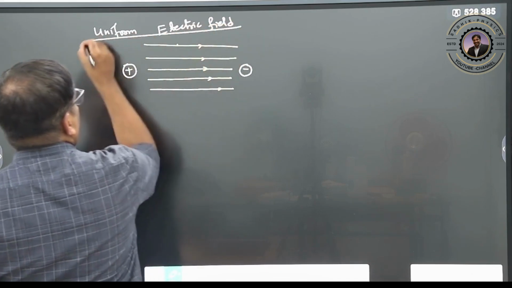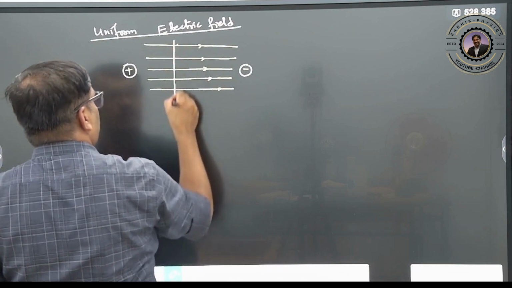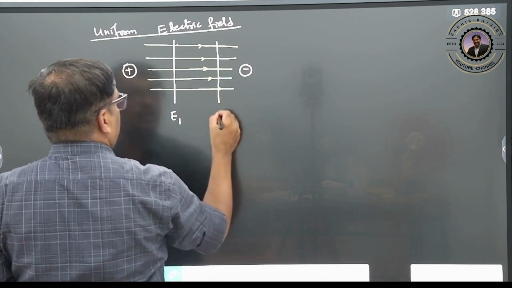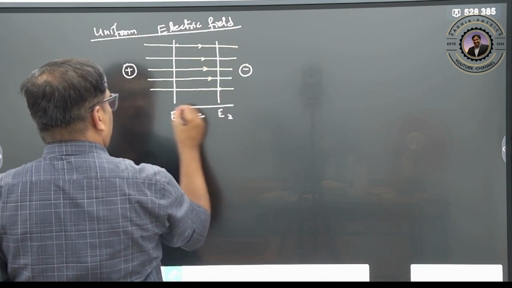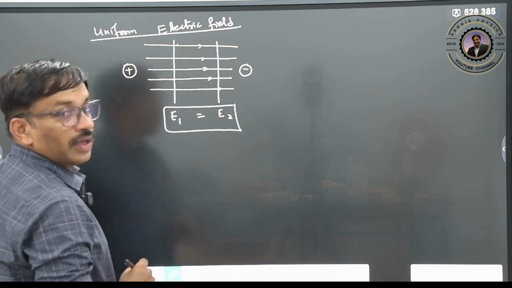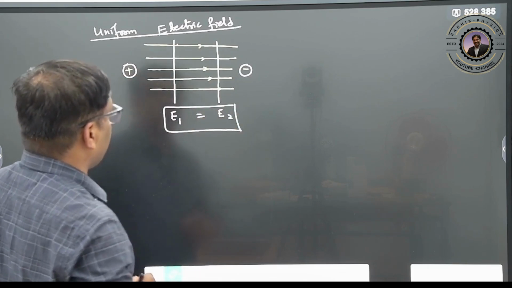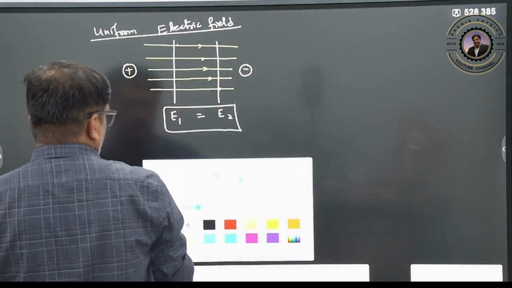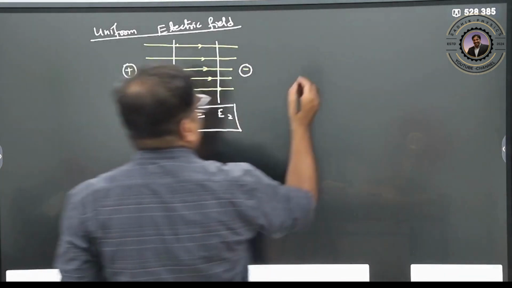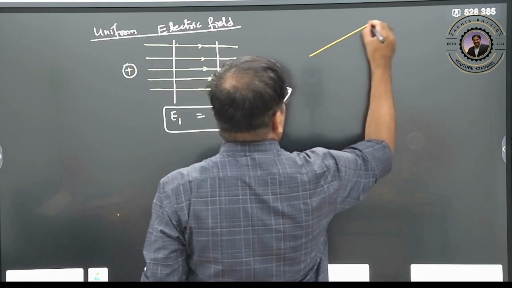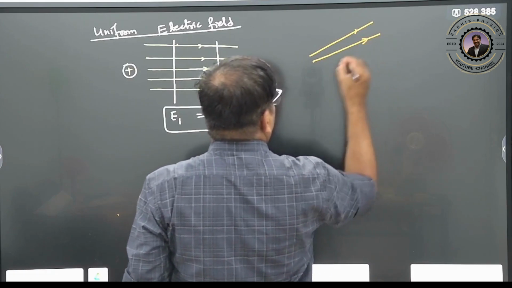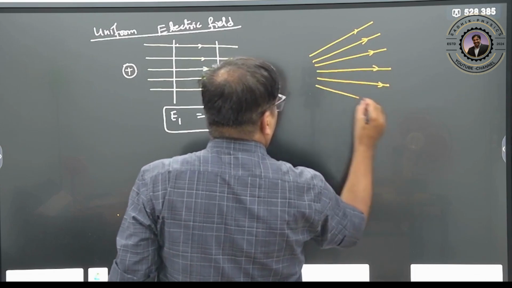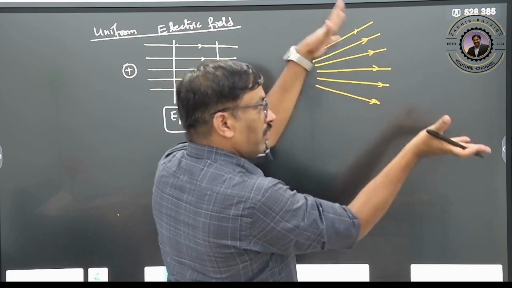If you take one point here, at this point it is E1 and at this point it is E2, the electric field will be the same, a uniform electric field. Clear? So everywhere the electric field is the same. Now if some charges are there like this, and a field is there, this is your field. How is it? It will be diverging.